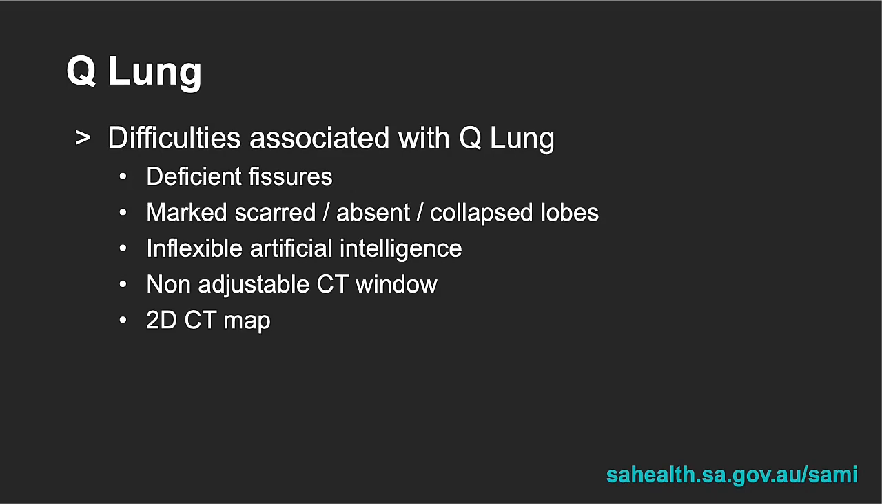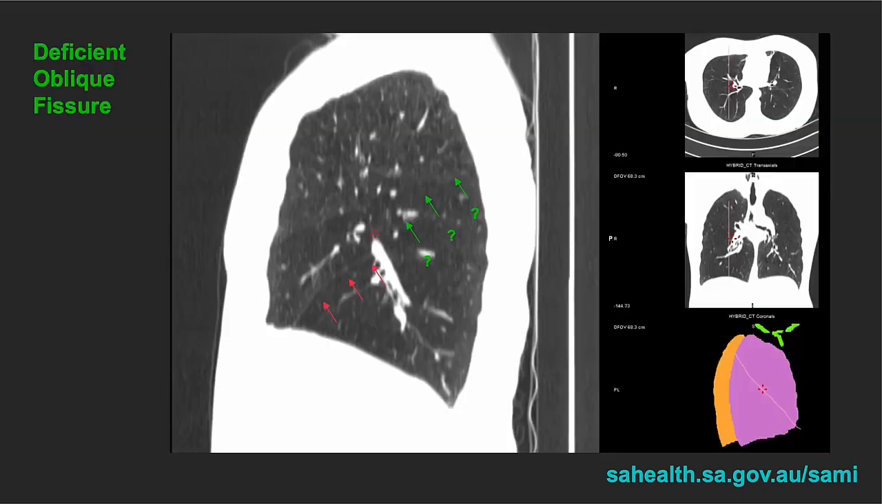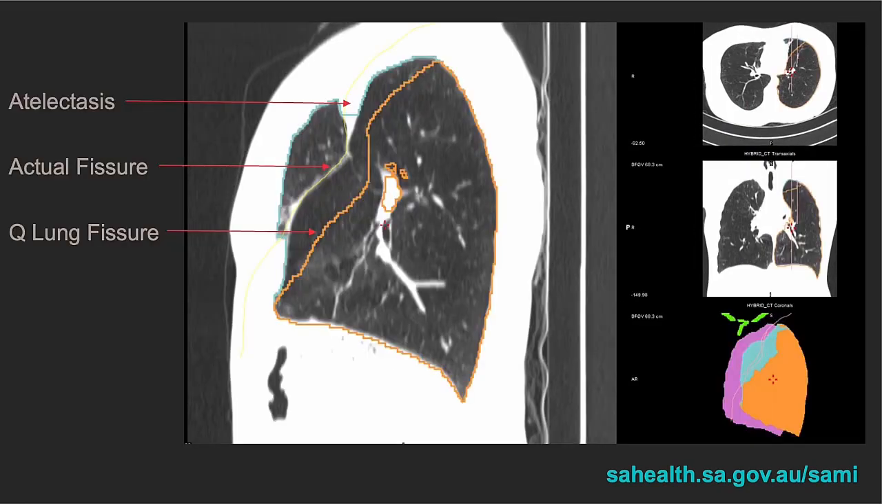In QLung, my collaborators found technical difficulties relating to cases with deficient fissures, when lobes were badly scarred, collapse was simply absent, with the inflexibility of the program, when the CT window was not adjustable, and the limitations of the 2-dimensional display. With advanced emphysema, tears develop in the fissures. The 2-dimensional display of QLung with no ability to manipulate the CT window makes guesswork of the position of the fissures, which is addressed by the artificial intelligence of the program. However, the program does not always get it right. In this example, the oblique fissure as determined by QLung was clearly incorrect.